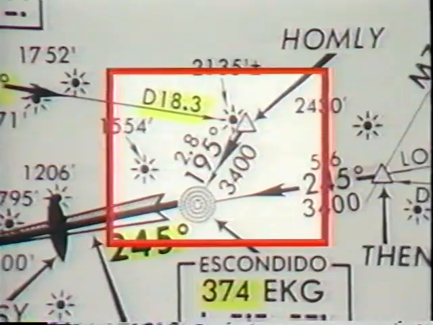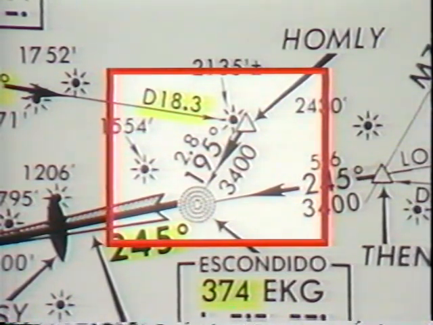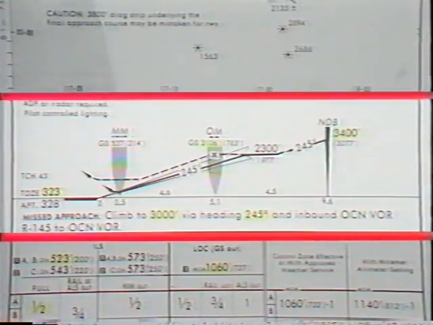Try to make that intermediate approach segment at least 2 minutes or 4 miles long. An ILS intermediate approach segment begins at a point where the initial approach course intercepts the localizer course. It extends inbound to the glide slope intercept point where the final segment begins. Now the final segment begins where the glide slope is intercepted and extends to the authorized decision height.